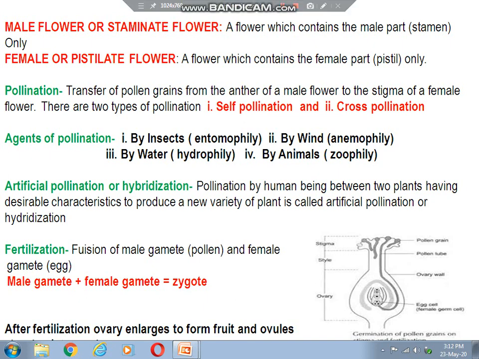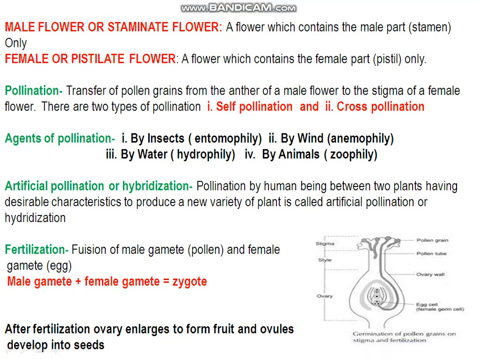So if you want to give the definition of artificial pollination, simply pollination by human being artificially is called artificial pollination. What is hybridization? Pollination made by human being between two plants having desirable characteristics to produce a new variety of plant is called artificial pollination, because hybridization is also a kind of artificial pollination. That is why it is also called artificial pollination or hybridization.